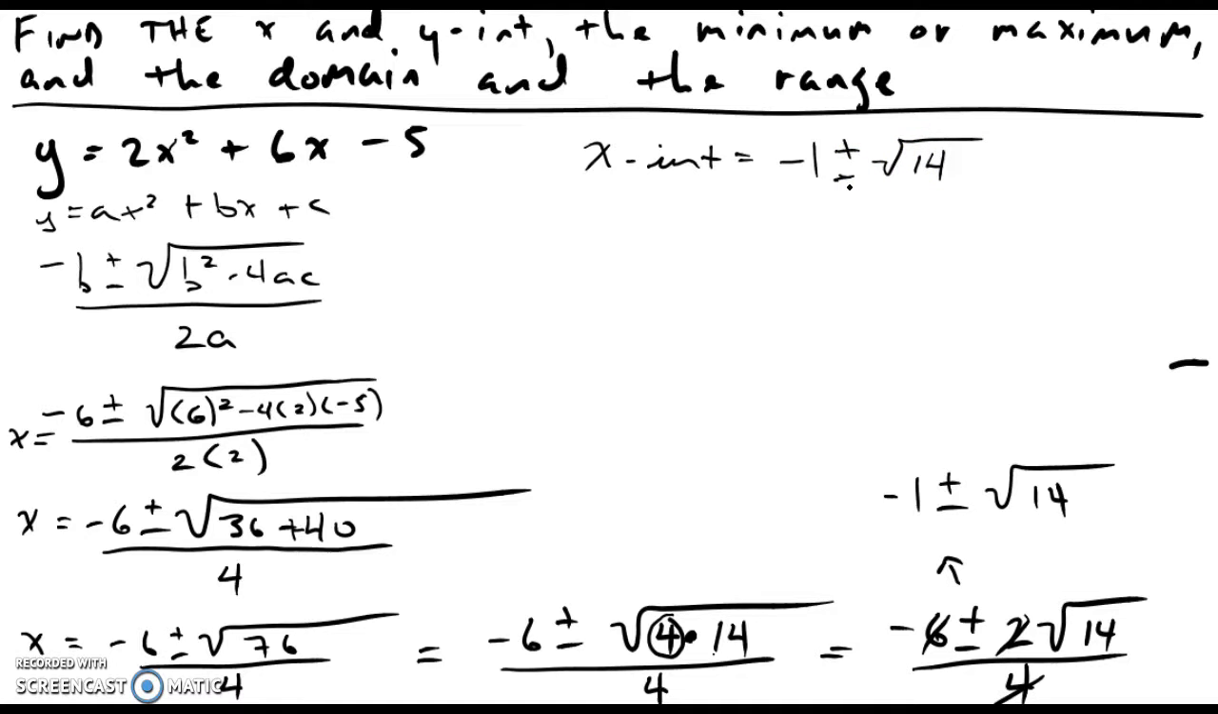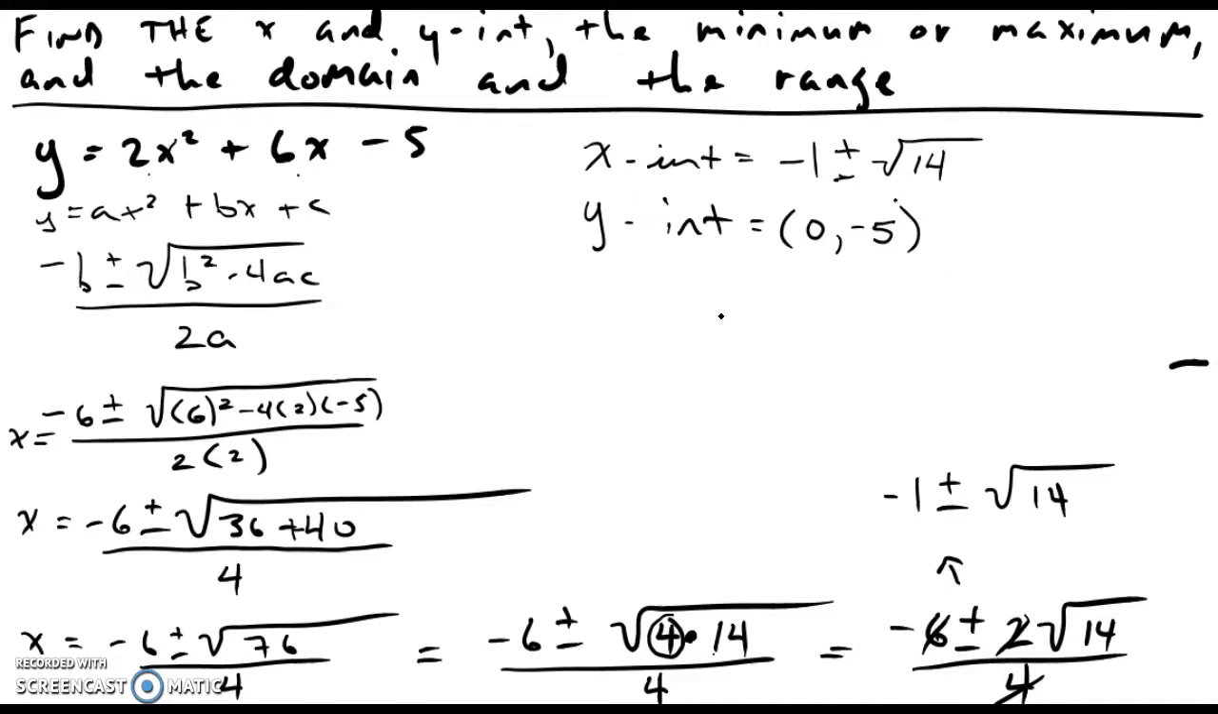Now the y-intercept, nice thing there is this is your constant. Because you put 0 in for x, you get 0 here, you get 0 here. So the y-intercept is equal to 0, -5. Okay, the domain.